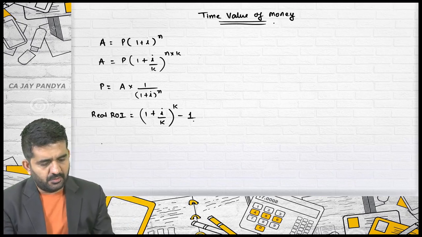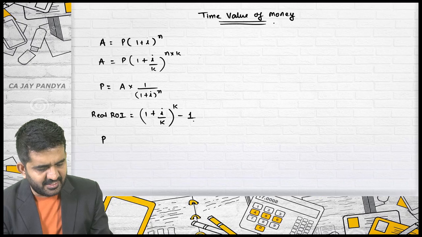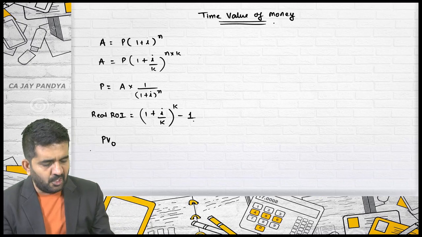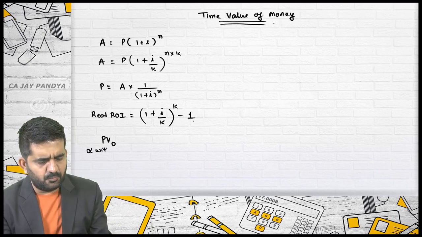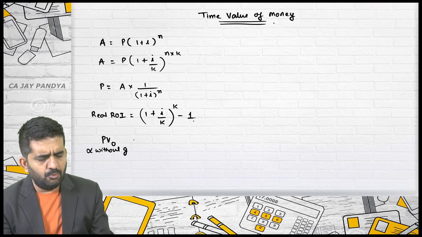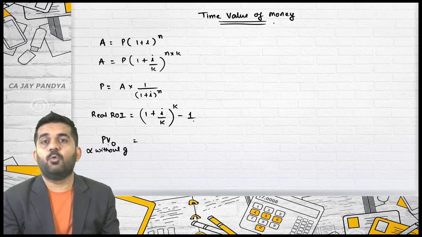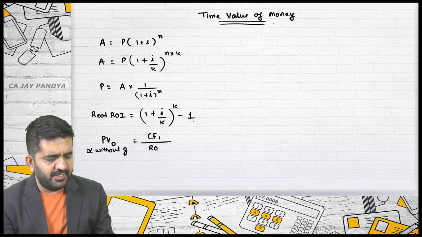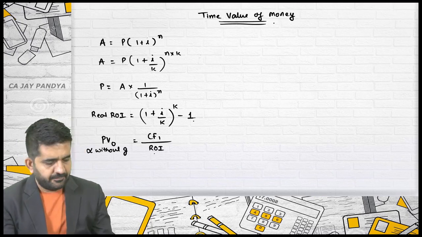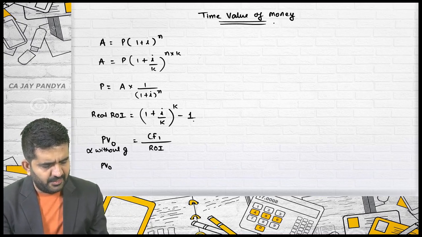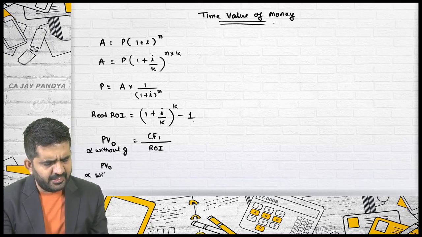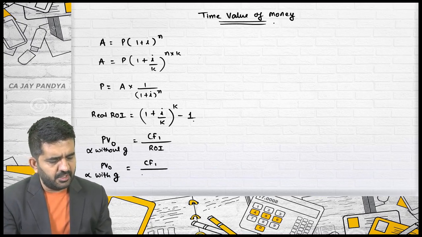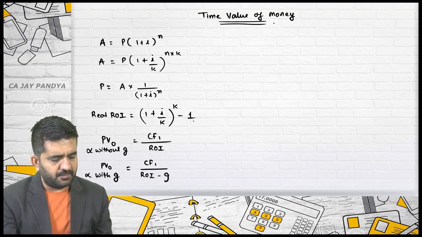But if the question is of finding out the present value as on today of infinite cash flow without growth, then how to find out the answer? If you want to find out value at the end of 0 year, you should start with cash flow of first year divided by rate of interest. Is it alright? If you want to find out the present value of infinite cash flow with growth, how can I find out? Cash flow of first year divided by rate of interest minus G.